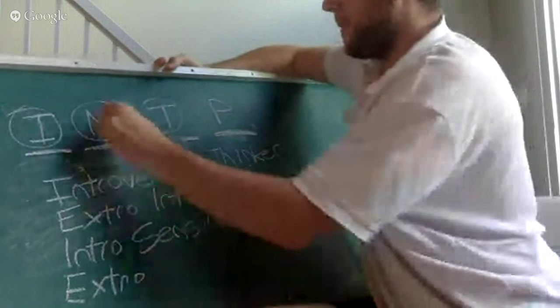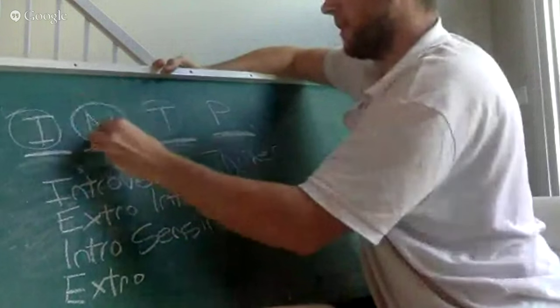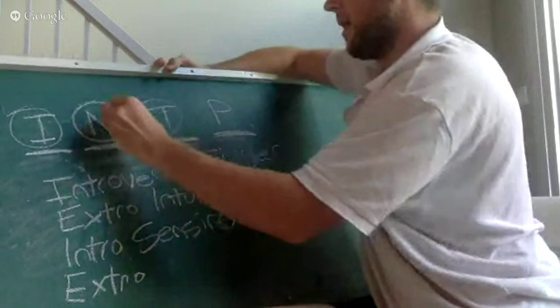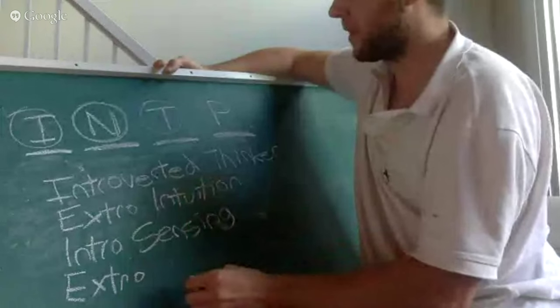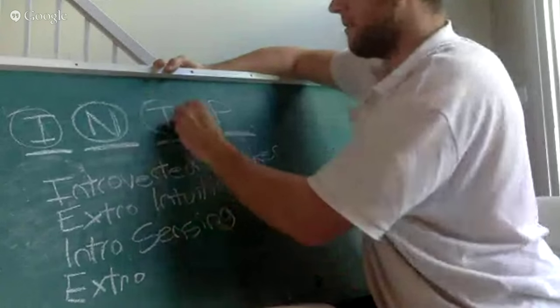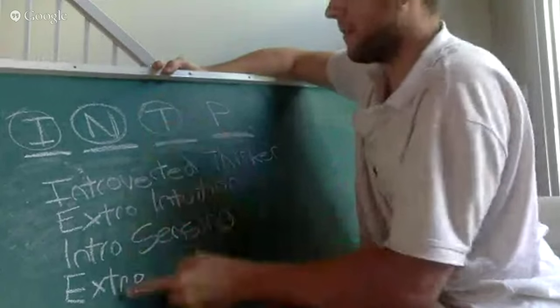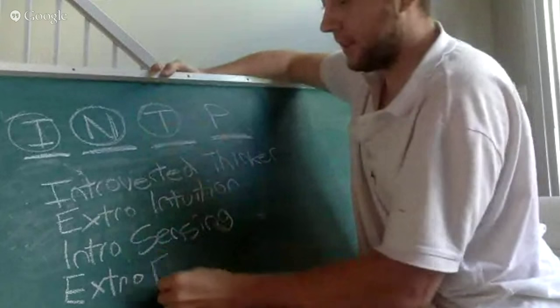So we take this one here, we flip it to the other possibility, which is sensing. And so that's what my third function is, introverted sensing. My fourth function is the opposite of the thinking. So we have extroverted feeling.